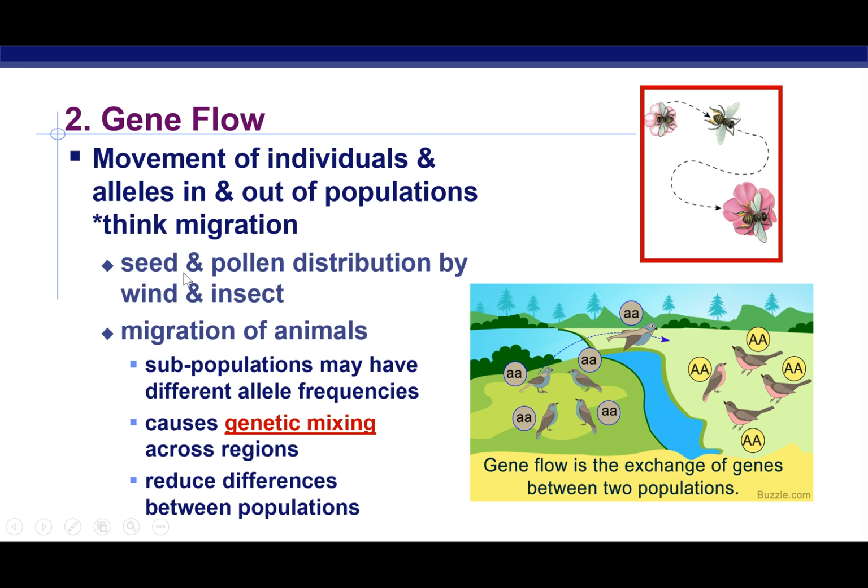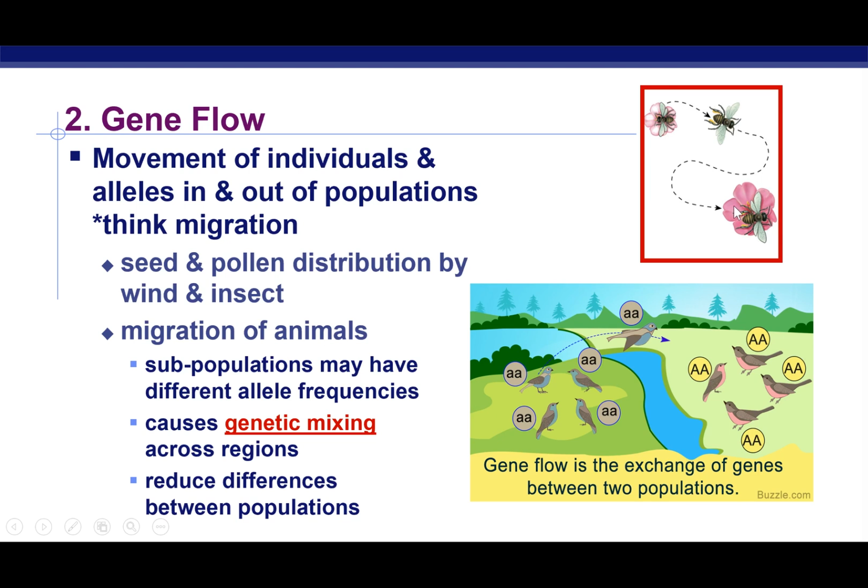So let's look at some examples. Seed and pollen distribution by wind and insects. So here's a bee landing on a pink flower, a light pink flower. When the bee lands, it picks up pollen, that stuff that's driving us all crazy this time of year with allergies, right? It picks up pollen and flies over to another type of flower that is darker pink in color. When it lands, it drops off the pollen that it picked up from this flower, and now that pollen is going to fertilize and make new flowers. So the alleles, or the genetic material from this flower, were transferred over to this flower. That's gene flow, introducing new alleles into this population of dark pink flowers.